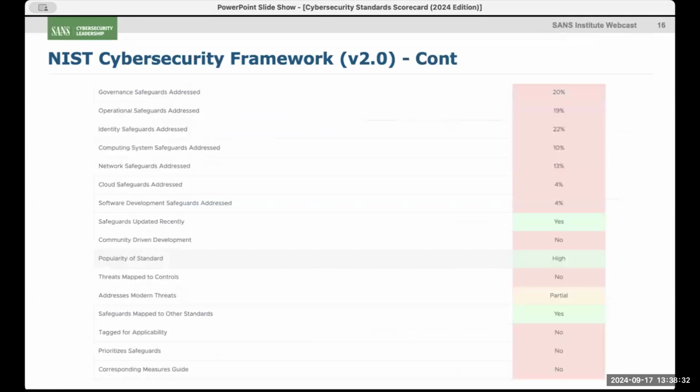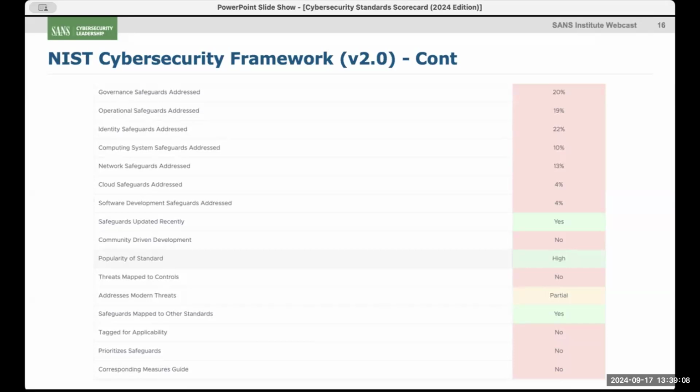The first percent numbers, the 7 different numbers that are there, are reflective of how much coverage you saw on the previous graph. Of the governance safeguards, when we compared the CSF against the aggregate library, the CSF covered about 20% of the governance controls. System computing protections, about 10%. Network defenses, 13%. Cloud, 4%. So it is what it is. That's what we saw from a coverage map standpoint.